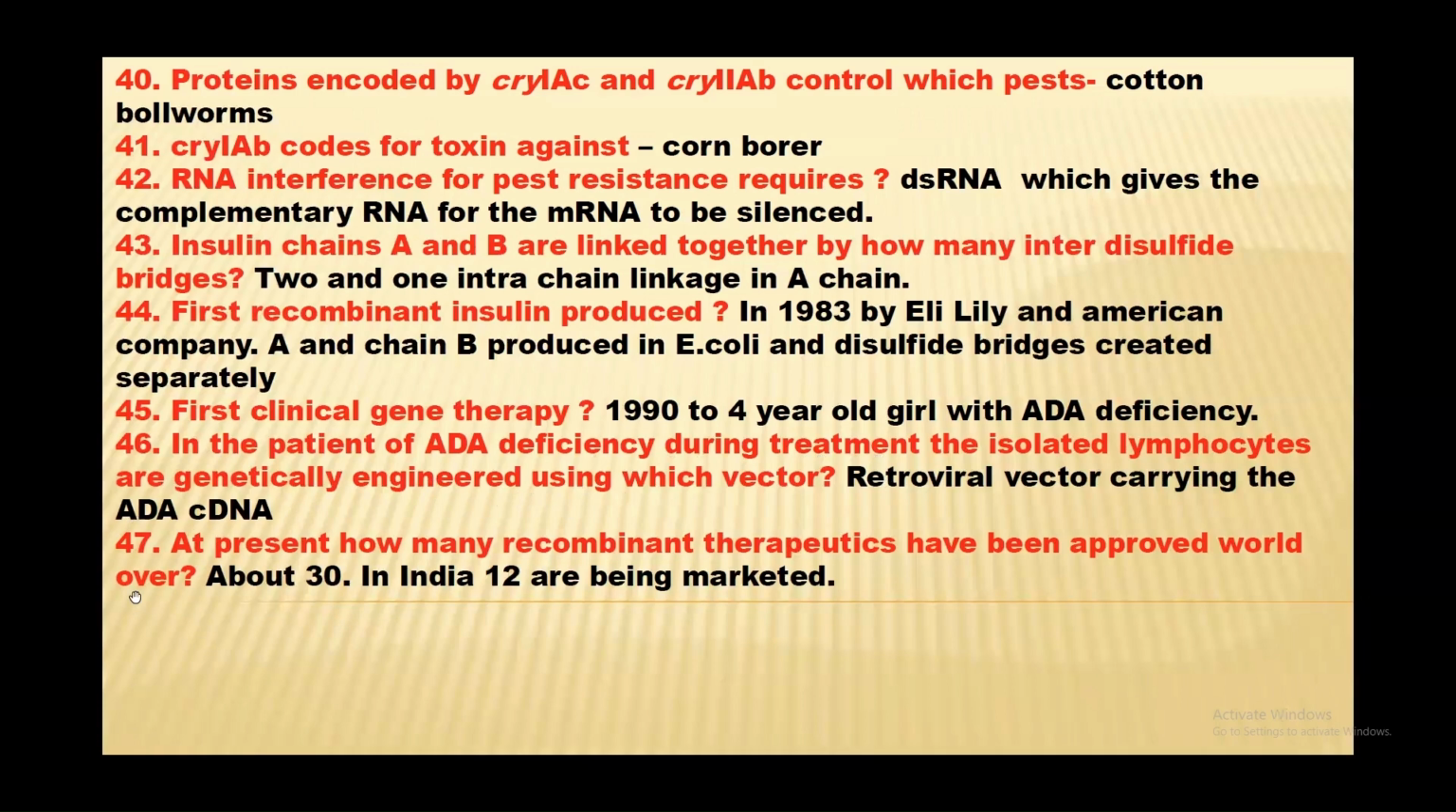See the 47th one. At present, how many recombinant therapeutics have been approved the world over? Around 30. In India, 12 are being marketed. So totally 30 recombinant therapeutics have been approved worldwide, but in India only 12 are marketed.